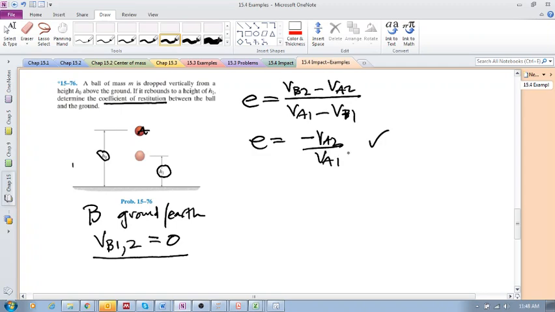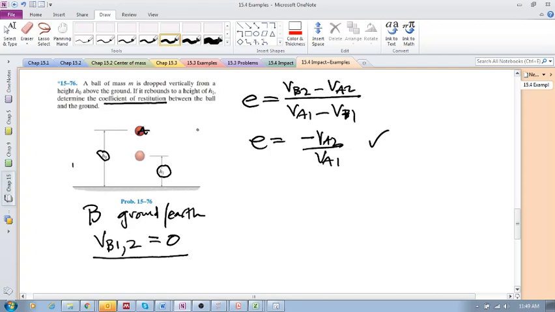Now, that's not the final answer. You say, well, great, we've solved it. No, you haven't solved it. We now need to find expressions for the velocity of A at 2 and the velocity of A at 1. Now I don't want you to get confused with the numbering. This is how I'm going to number it.